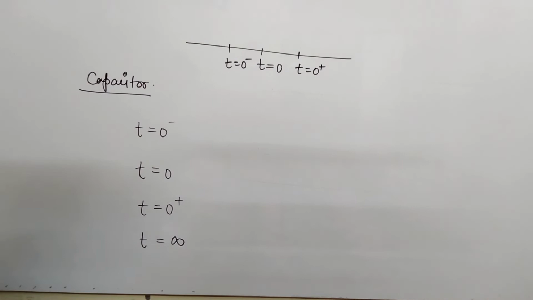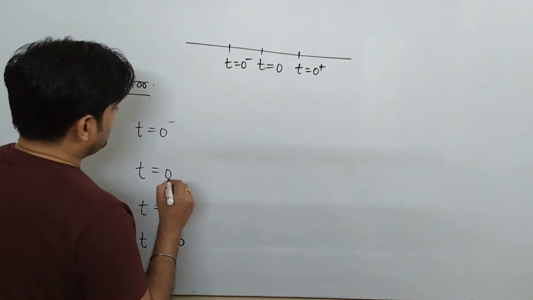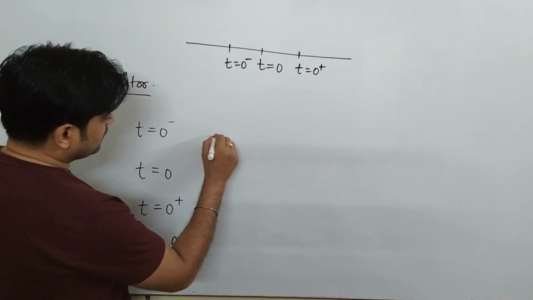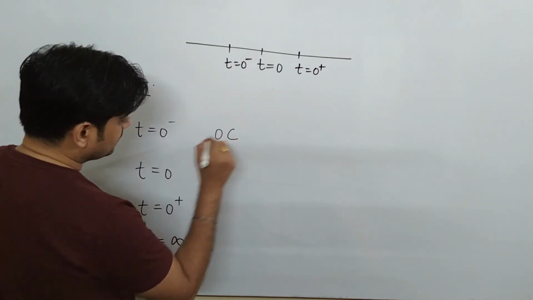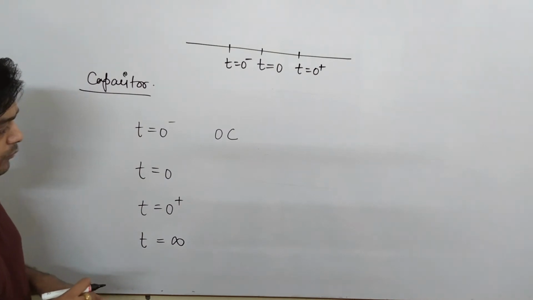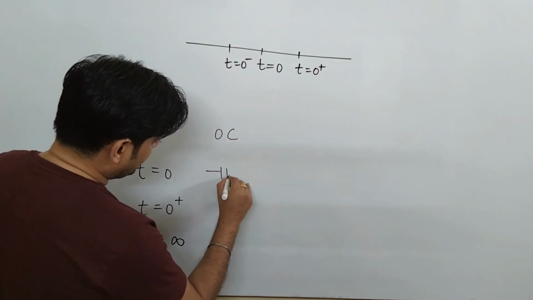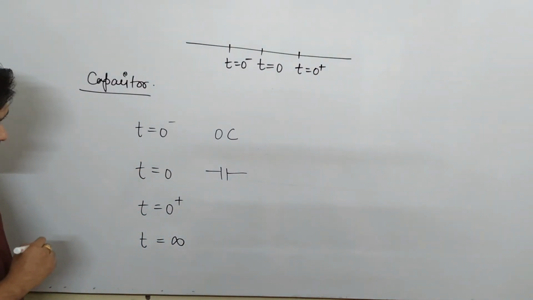Now friends, as I mentioned earlier, the capacitor at t equal to 0 negative behaves like an open circuit. Why? Because at that instant the capacitor is going to be charged, so whatever voltage appears across the plates, it behaves like an open circuit. At t equal to 0, the capacitor remains a capacitor, and we generally find the solution.